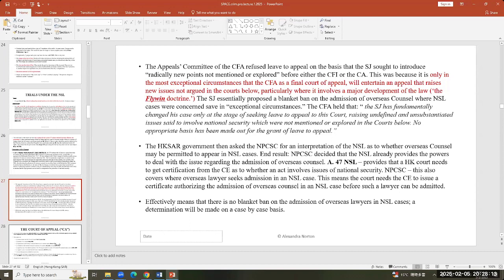Then the government asked for an interpretation of the law, and the decision came back that we don't need an interpretation because actually our existing laws already covered the position. So basically, the current position is that there is no blanket ban on overseas counsel representing defendants in national security cases. But before an overseas counsel can apply to be admitted, first of all, the chief executive has to have issued a certificate stating that this is an appropriate case. So in other words, without the certificate, overseas counsel cannot represent a defendant in a national security case.